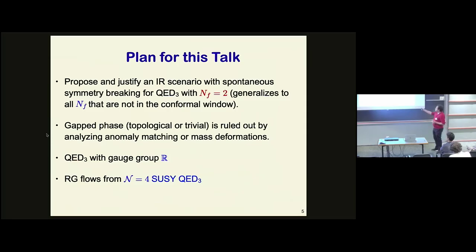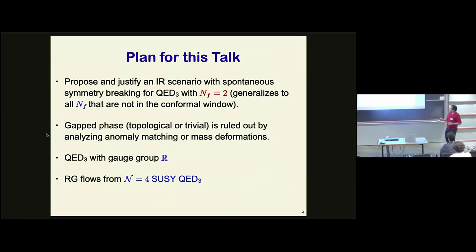In principle, the story I'm going to tell you has a generalization to higher values of NF. So if we are not quite right about the boundary of the conformal window, and maybe the theory with 4 flavors is also not conformal, then the symmetry breaking scenario that I'll tell you about also generalizes to higher NF. So eventually we'll know the answer to this question, and then we can talk about these 2 scenarios.